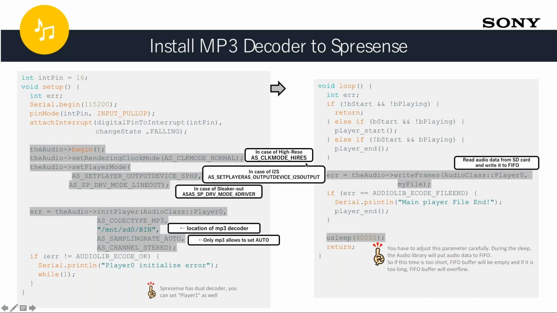resolution. And also, you have 2 parameters to set up the player mode. And this is an MP3. So what I'm using here is AS set player to this. This is what I'm using now. And then the output is line out. But if I want to change it and have I squared S, then for that, I need to use this parameter, which is AS setup player output device underscore I squared S output.